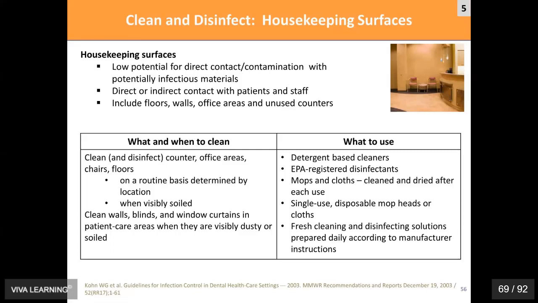You can't do that. How often do you have to clean walls and blinds and curtains? Only if they're visibly soiled, if they're visibly dusty. So this is just a routine basis, not that often.